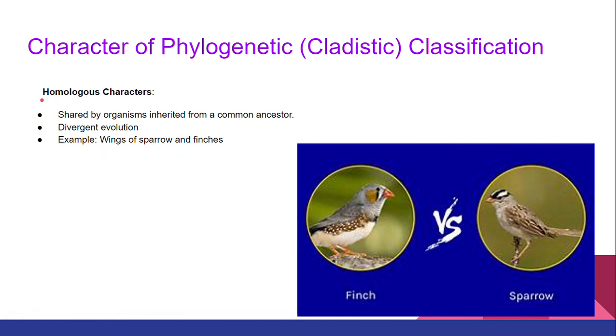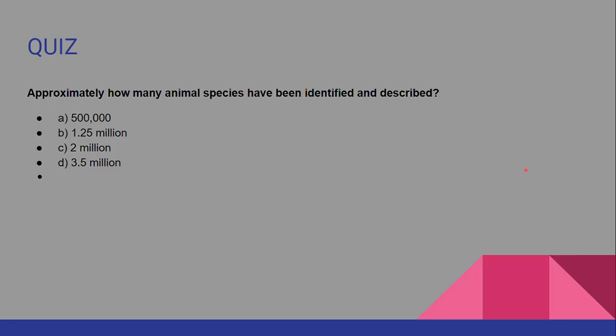I hope this is clear to you. So what did I tell you? Homologous is nothing but a common ancestor is there. Divergent evolution, every year in NEET it is asked, class. Wings of sparrow and wings of finches, you can see here. They have a similar structure, but the function is different, and the ancestor is the same. That's why we call it a homologous character. Here the function is generally different. Here the function is flying, and it has other functions also, for example seed dispersal.